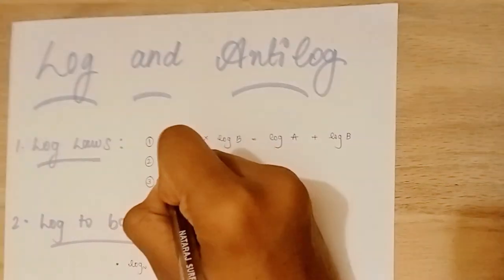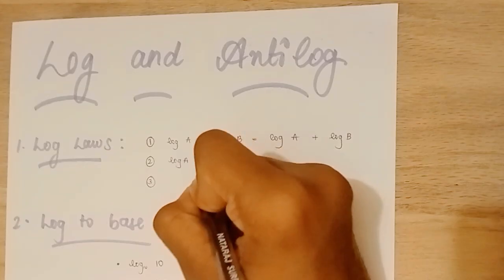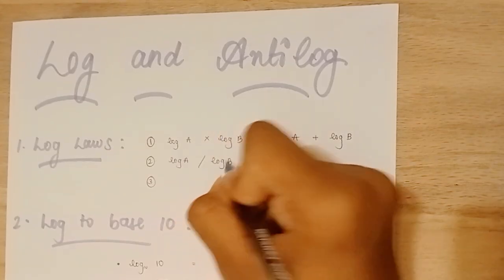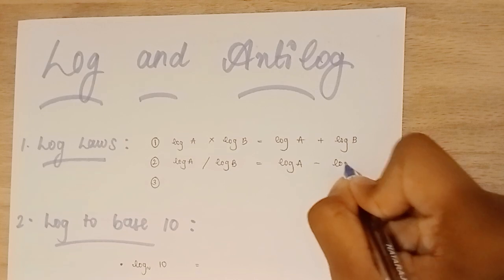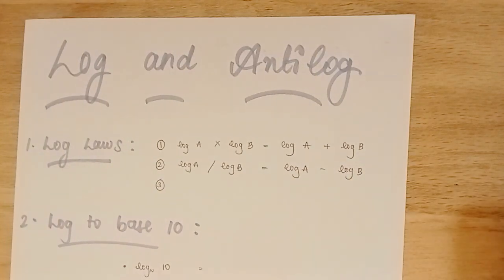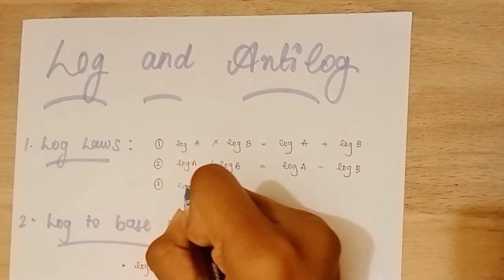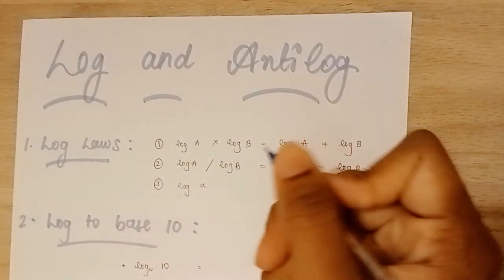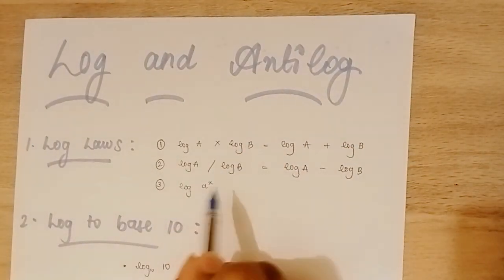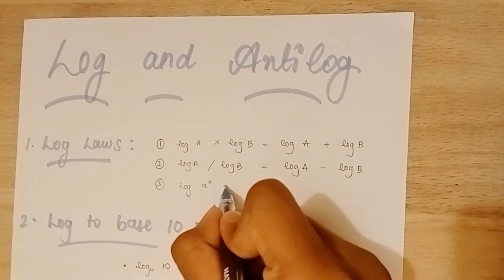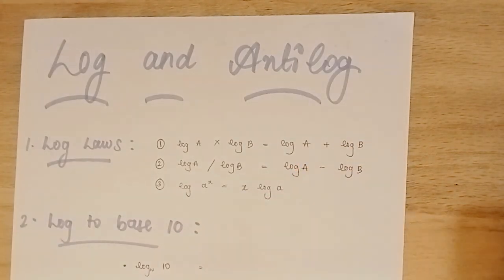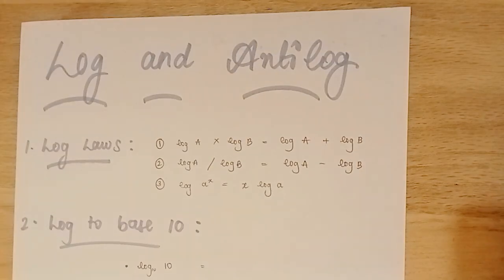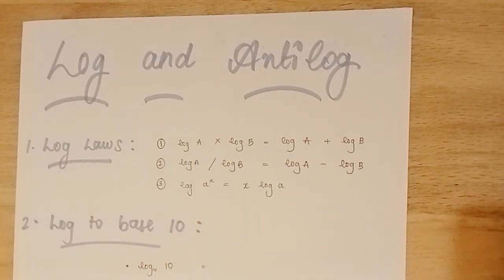The second rule is log A divided by log B is equal to log A minus log B. And the third rule is the log of A raised to the power x will be equal to x multiplied by the log of A. So these are the three laws of logarithm.